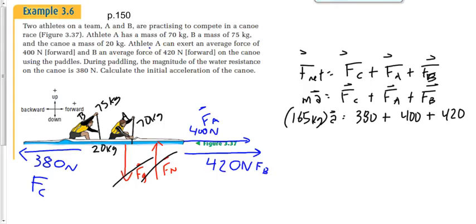No, what's wrong with it? Yep, good. Ben says they're going in different directions, so something's got to be negative. Probably the one that's to the left is going to be negative, and that's the 380 newtons here. So let's simplify this a little bit. We got 165 times A equals 20 plus 420 is 440. And A ends up being equal to 440 divided by 165. We get an answer of 2.7 meters per second squared.